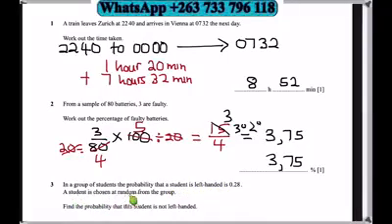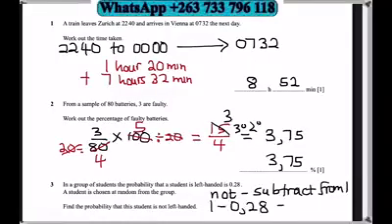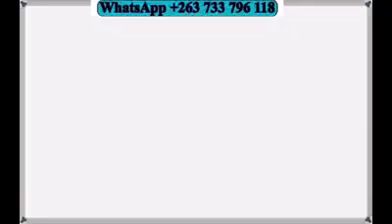Number 3, in a group of students, the probability that a student is left-handed is 0.28. A student is chosen at random from the group. Find the probability that the student is not left-handed, which is the opposite, so we subtract from 1. So this is 1 minus 0.28, which is 0.72. So 0.72 will be the probability of choosing a student that is not left-handed.